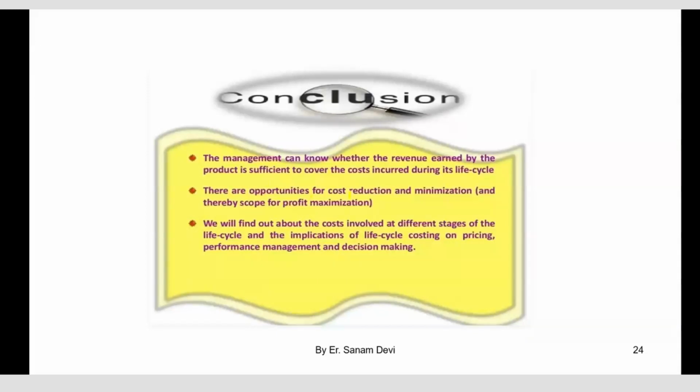These are the opportunities for cost reduction and minimization, and thereby scope for profit maximization, what I told previously. We will find out about the cost involved at different stages of the life cycle and the implication of life cycle costing on pricing, performance management and decision making. Itself, it will improve life cycle costing, decision making, performance management.